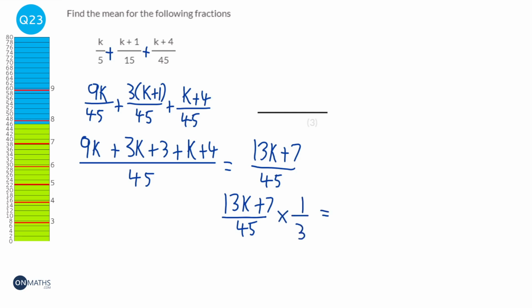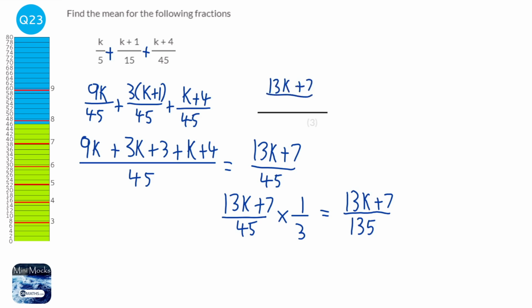So here we just keep the numerator the same because we're timesing it by 1. And then the bottom we just times by the 3, which would be 135. So our answer is 13k plus 7 over 135.